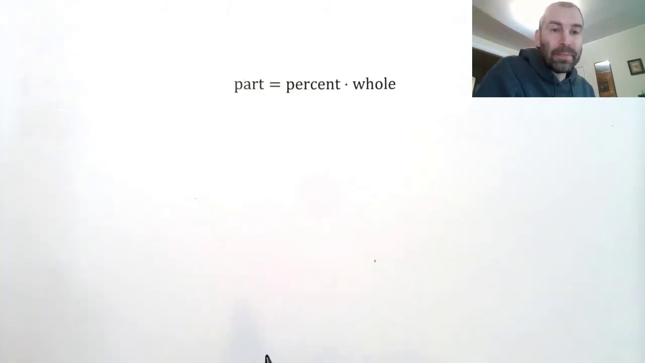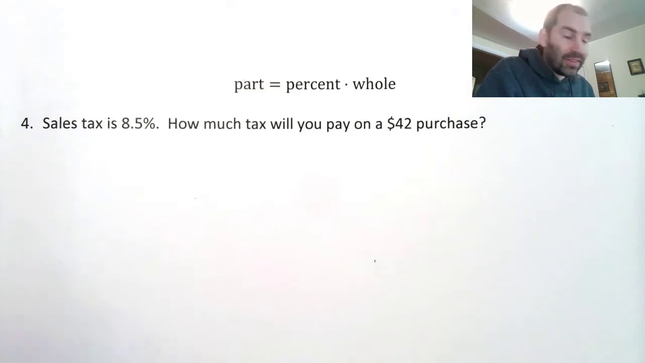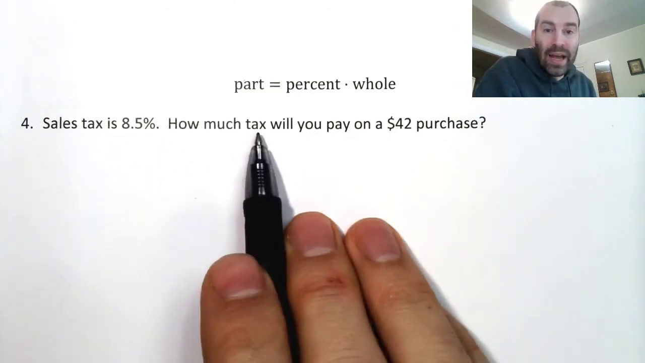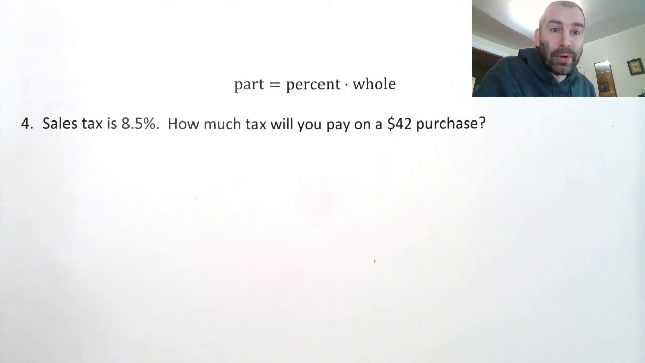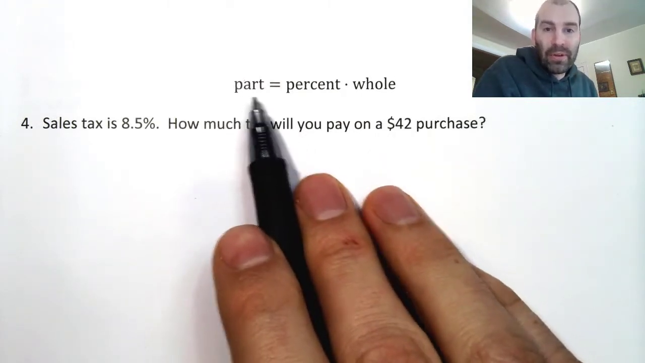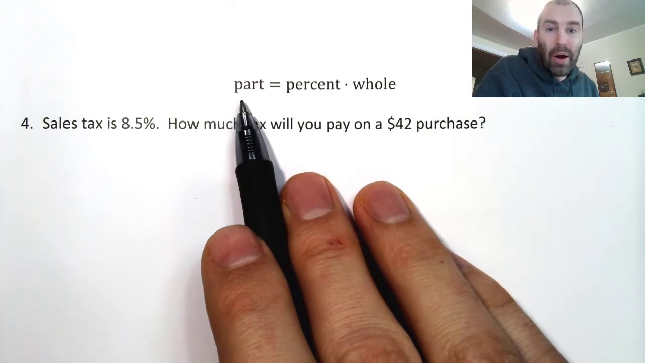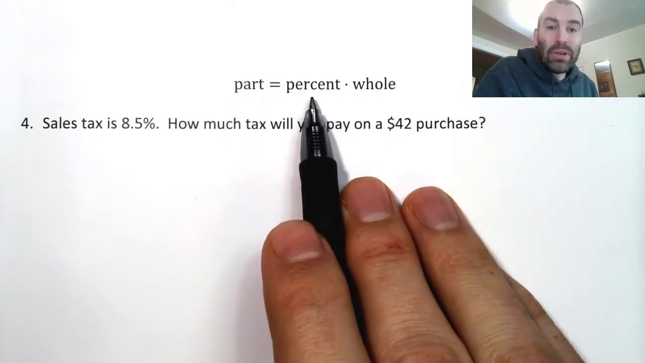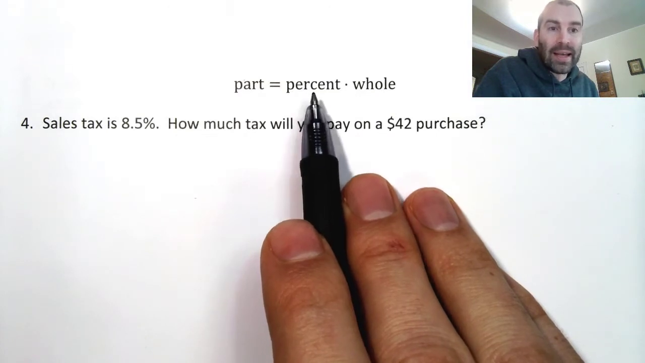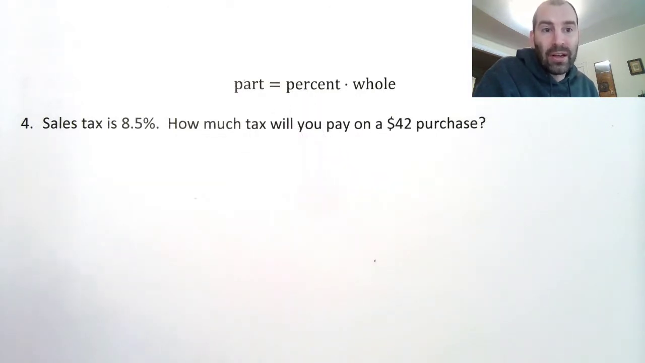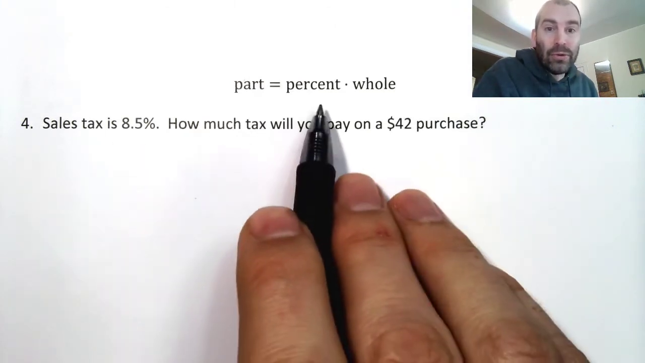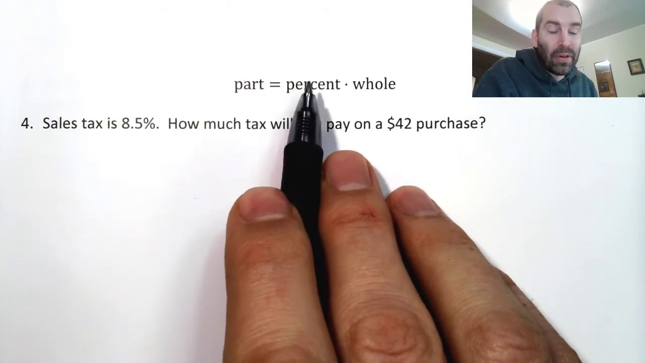So if I want to compute, say, well, in this example, sales tax is 8.5%, how much tax would we pay on a $42 purchase? And this formula tells us exactly how that works. The part is going to equal the percent times the whole. Now, when we do this, we always want to write percent as a decimal. Whenever we use it in a computation, we're going to take that percent sign off, rewrite it as a decimal, and use that in this formula.